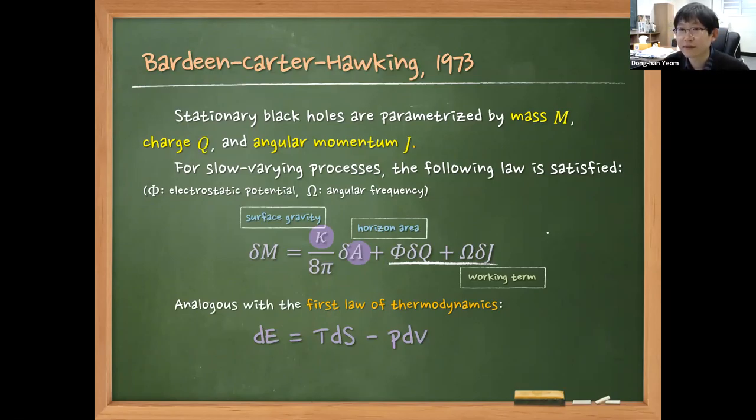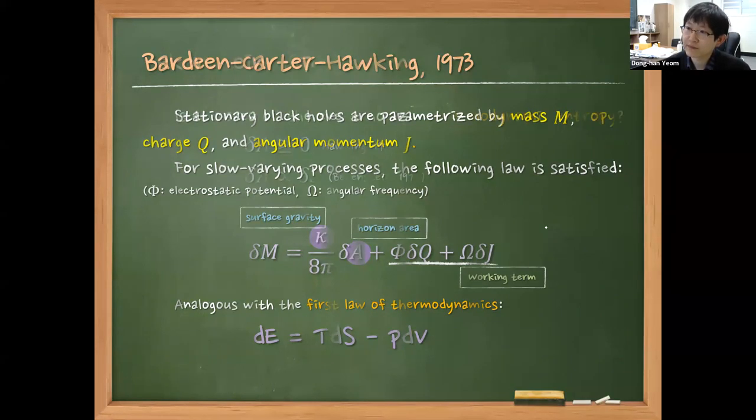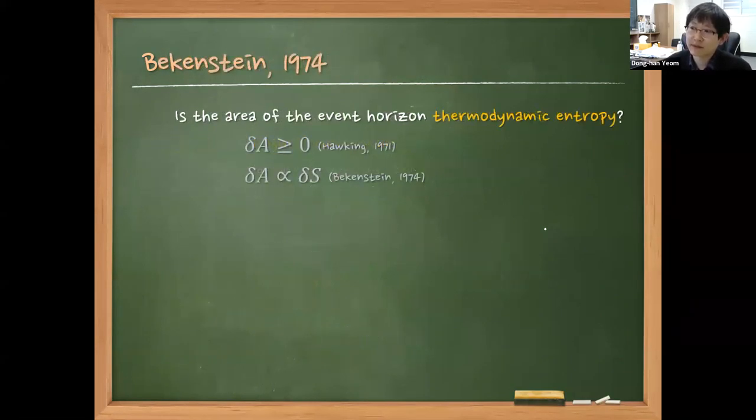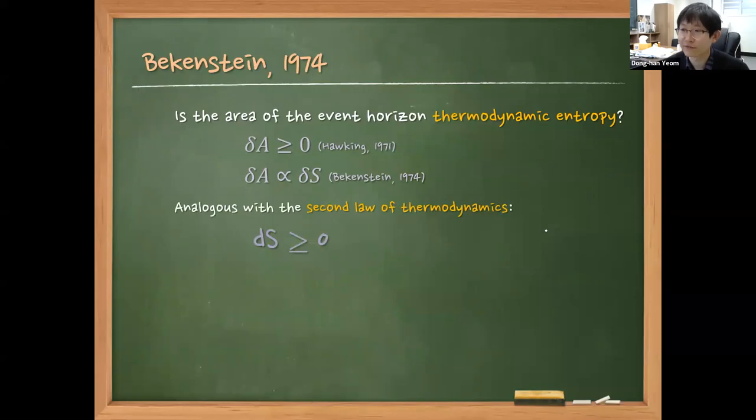So it is very reasonable to guess that if M is the internal energy, then kappa is proportional to the temperature and A is proportional to the entropy. This was guessed by Bekenstein in 1974. And also according to Hawking in 1971, the black hole area should monotonically increase, which is very similar to the second law of thermodynamics.